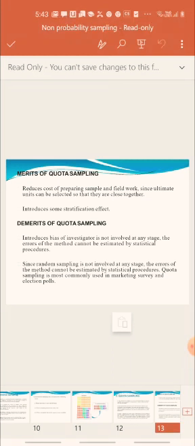So demerits are, it introduces bias of the investigator. We can't underestimate that, we are not going by some method, we are still doing non-random sampling. So random sampling is not involved at any stage. The errors of the method cannot be estimated by statistical procedures. This is most commonly used in marketing surveys and election polls.